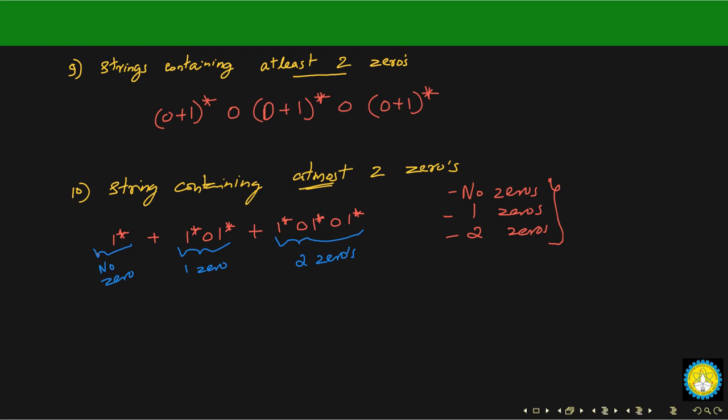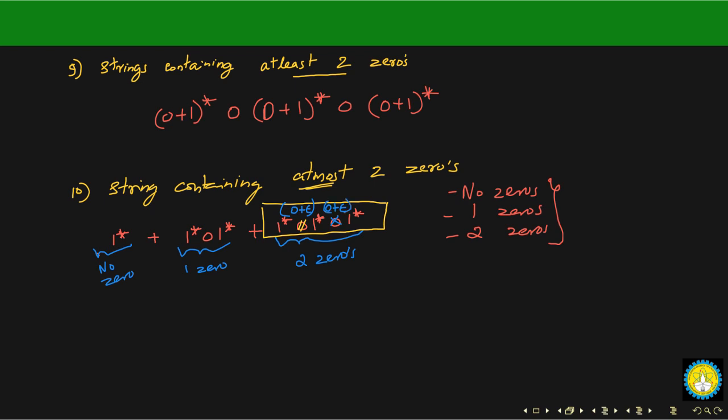Again, we can have a shorter version of this. If you look at this carefully, we can make it much simpler. Here, in this expression which accepts exactly two zeros, we can add an epsilon to this 0. So instead of saying 0 here, I can say 0 plus epsilon. Similarly, this can also be done here. Instead of a 0 here, I can say 0 plus epsilon.